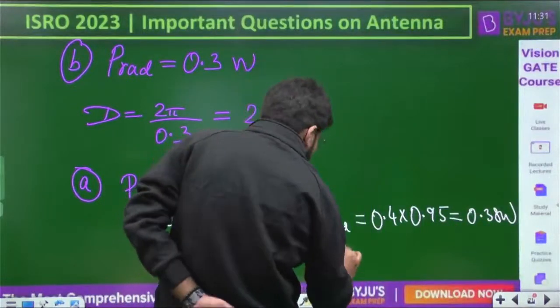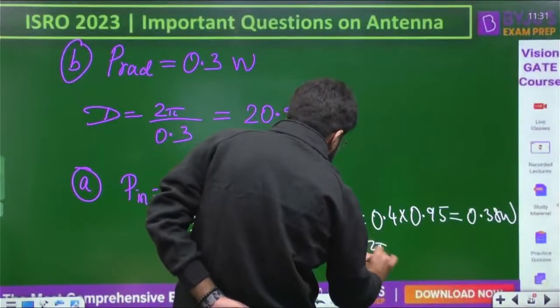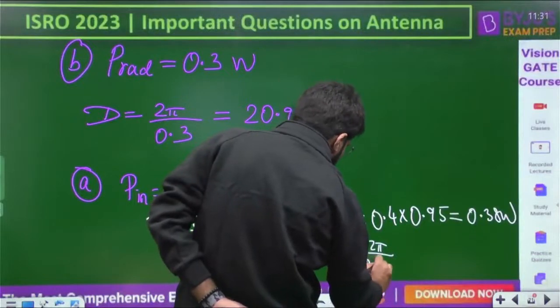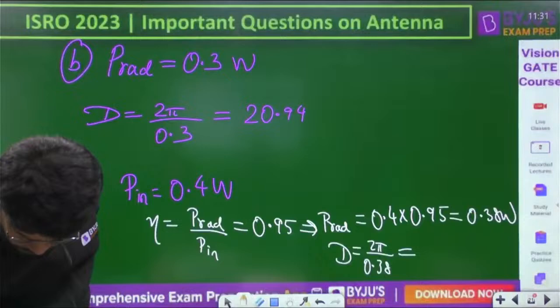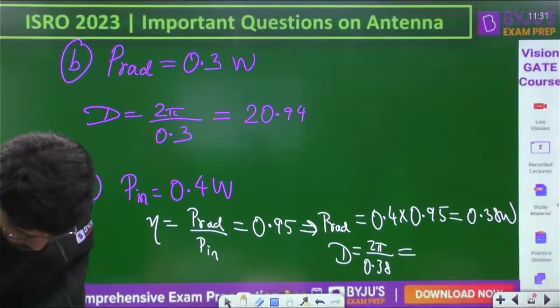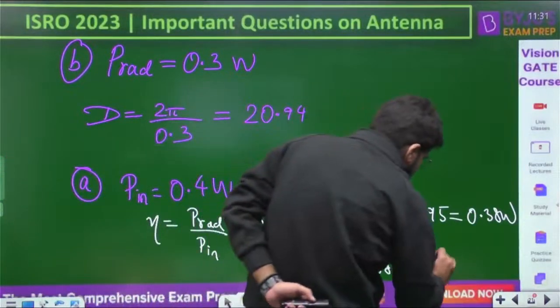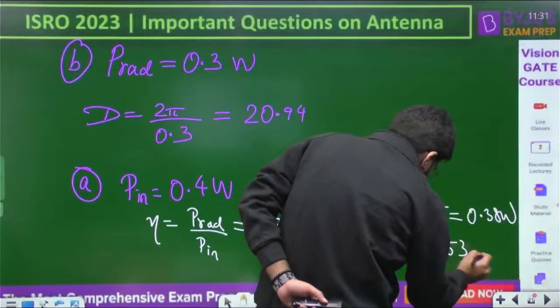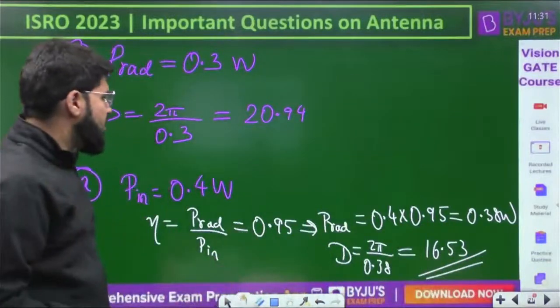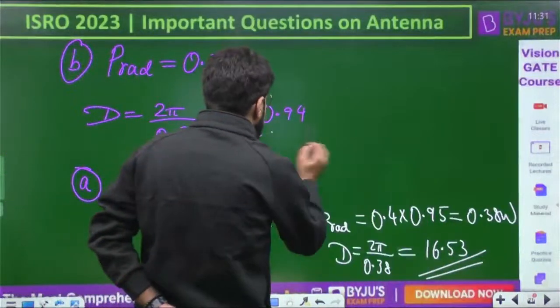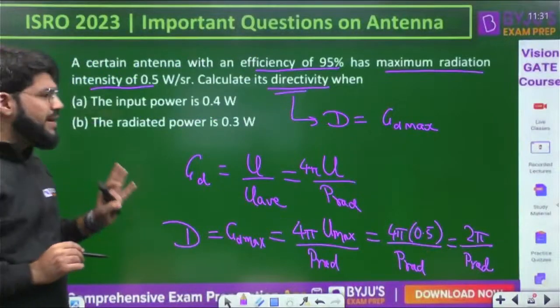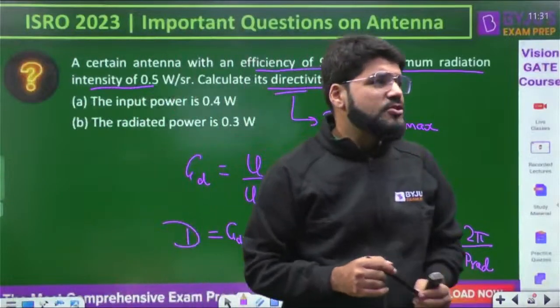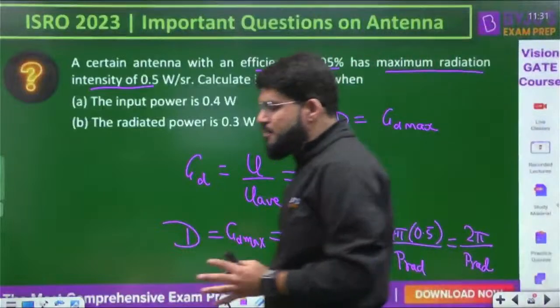And now the directivity will become 2 pi upon this radiated power, which is 16.53. Directivity will be 16.53 in the next case. The first answer is 16.53, the second answer is 20.94. I solved the second one first, because in that one the radiated power is directly given to me.